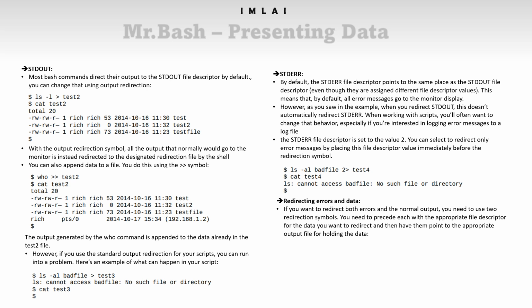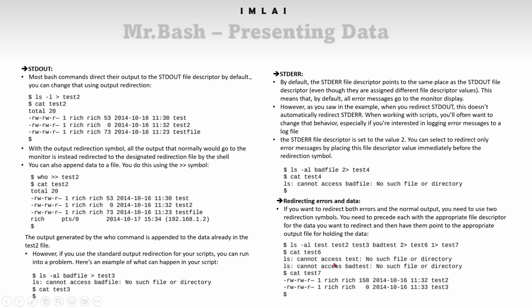So redirecting errors and data. If you want to redirect both errors and the normal outputs, you need to use two redirection symbols. You need to precede each with the appropriate file descriptor for the data you want to redirect, and then have them point to the appropriate output file for holding the data. So this is the example that you can see.